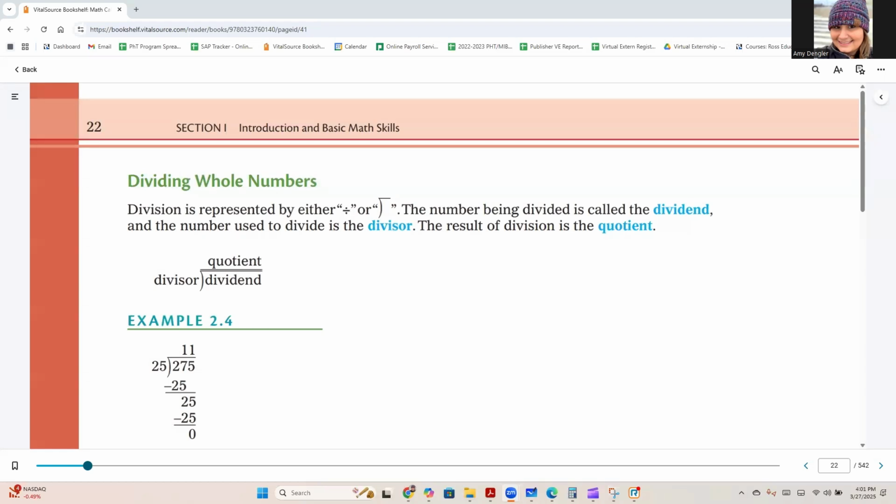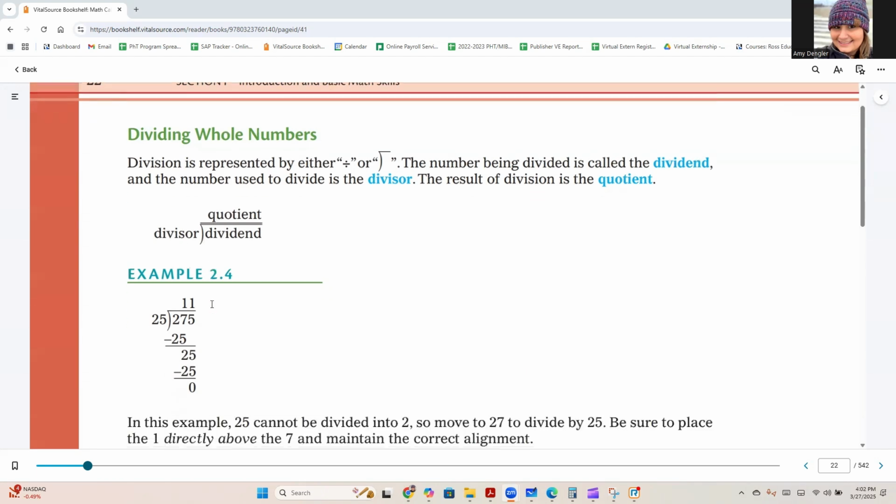Dividing whole numbers. Division is represented by either of those signs. The number being divided is called the dividend, and the number used to divide is the divisor. The result of division is the quotient. So it gives a nice setup of how those go for long division.